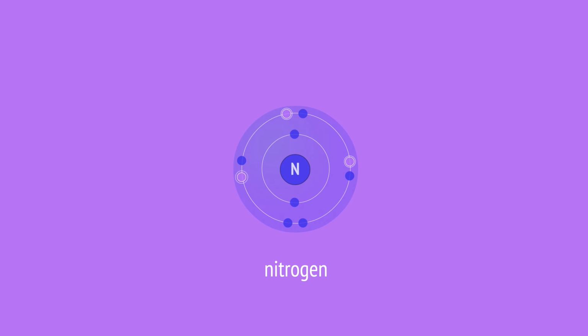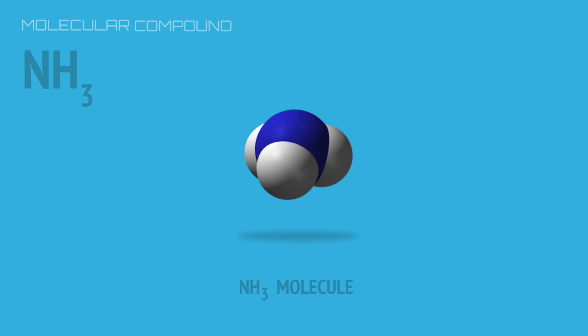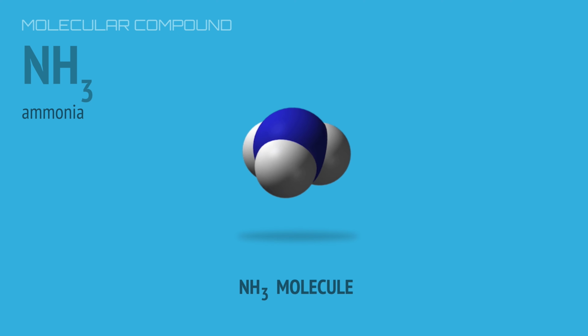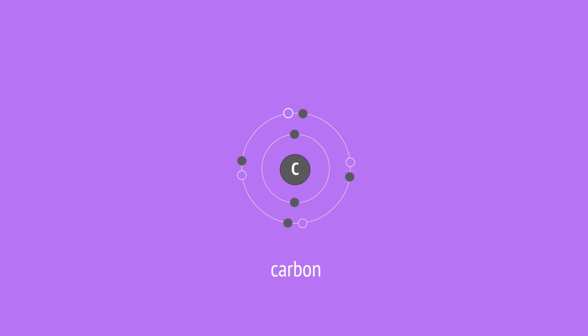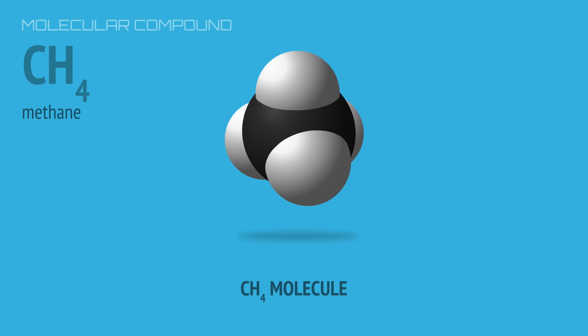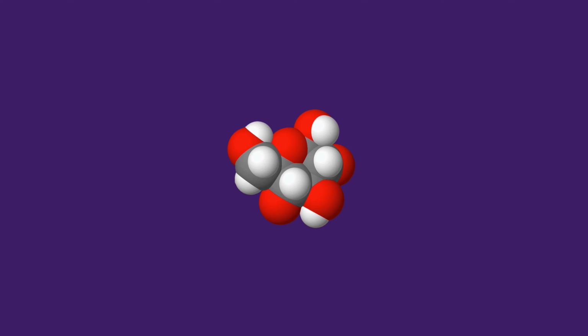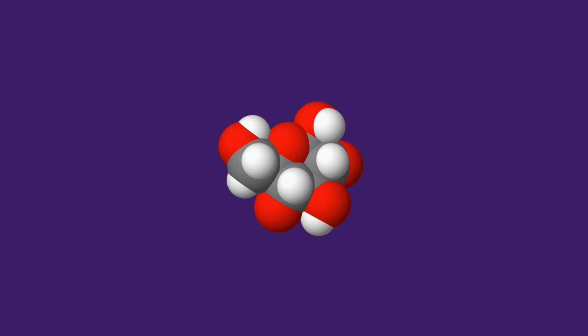Nitrogen forms three covalent bonds, as seen in this molecule of ammonia. And carbon forms four covalent bonds, as seen in this molecule of methane. And these atoms can bond together to form much larger molecules, like this glucose molecule, which contains 24 atoms.